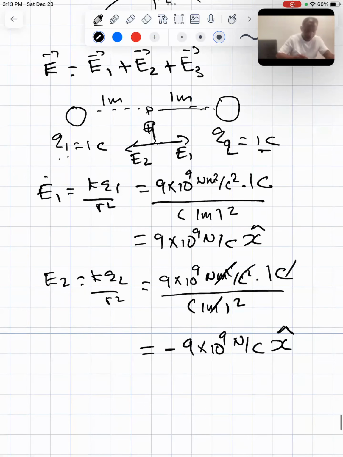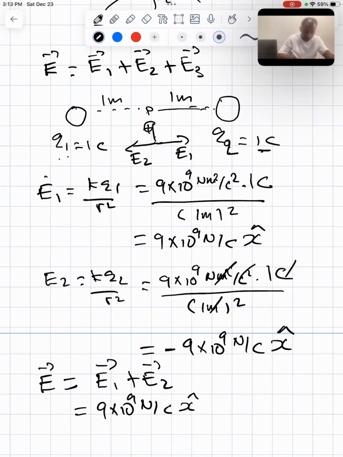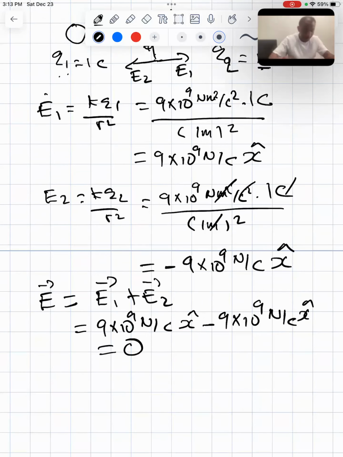Okay. And then from the superposition principle, the net electric field at point P is just the electric field because of Q1 plus the electric field because of Q2. The electric field because of Q1 is 9 times 10 raised to 9 newton per coulomb in the x direction. And the electric field from Q2 is negative because it's in the negative x direction. So the net electric field is 0. It means you don't have any electric field at point P because they're going to cancel each other. Okay.